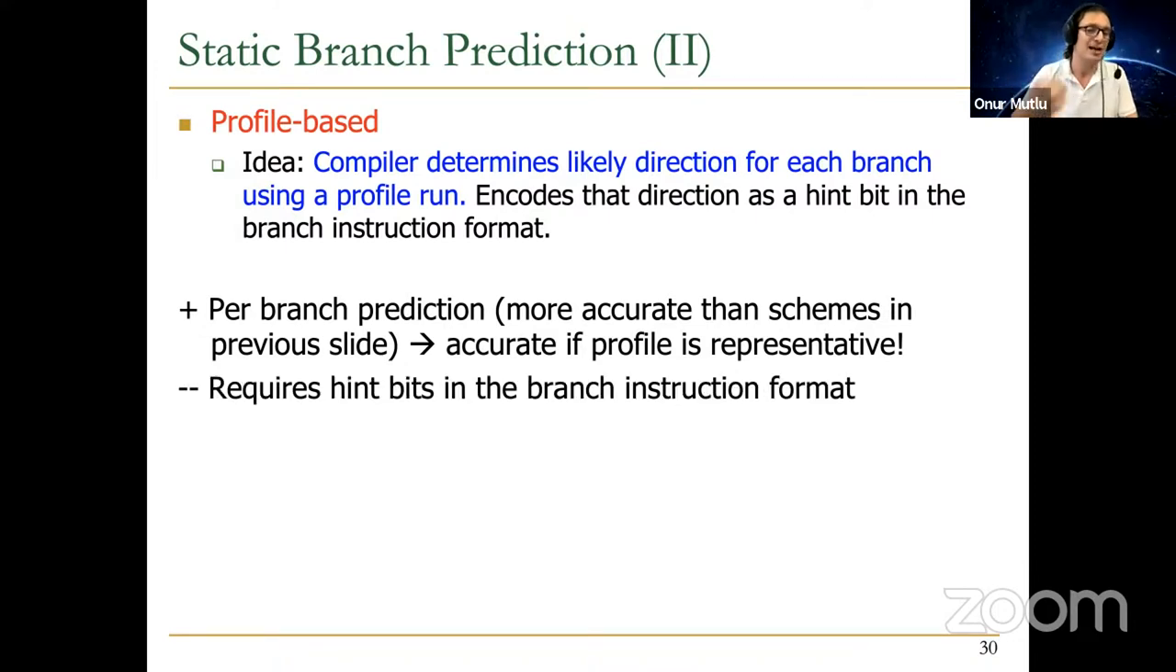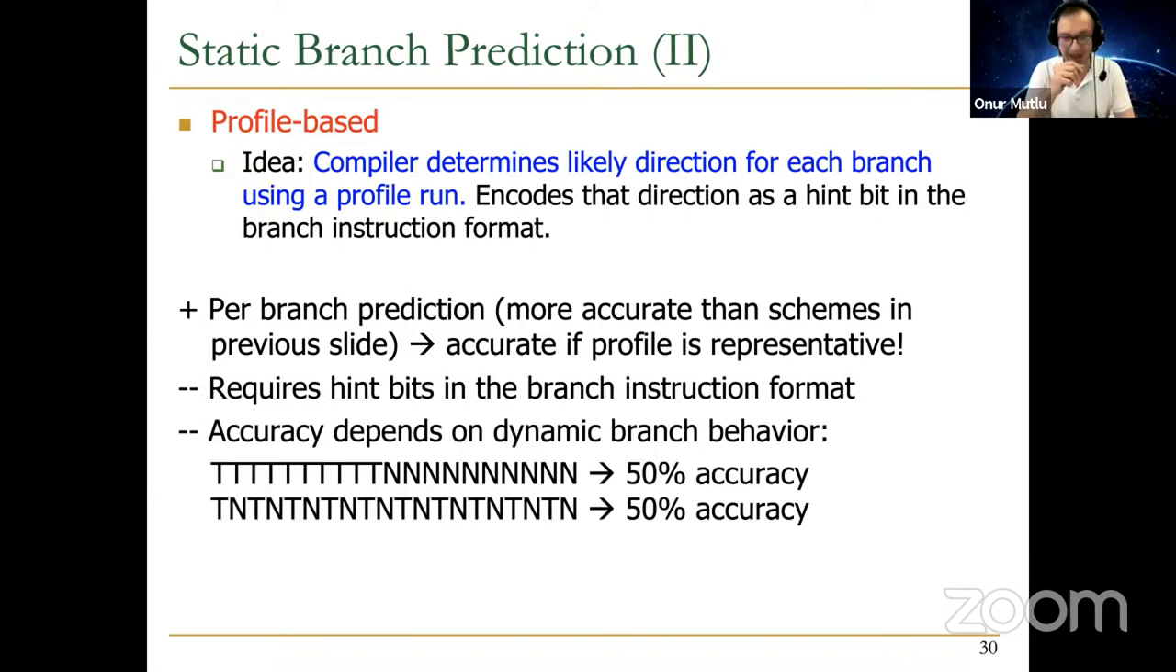The downside is now your ISA requires hint bits in the branch instruction format. And accuracy also depends on dynamic branch behavior. So if the branches are biased, this is great. But if the branches are not biased, if it looks like this, so this is basically, I think, 20 iterations of a branch and which direction the branch went. 10 times it went taken, 10 times it went not taken.